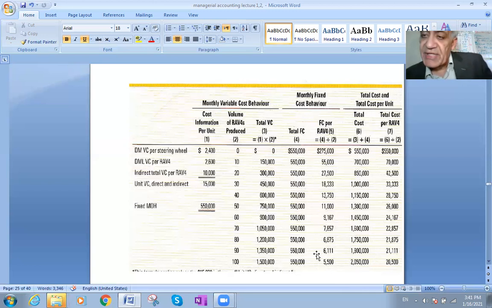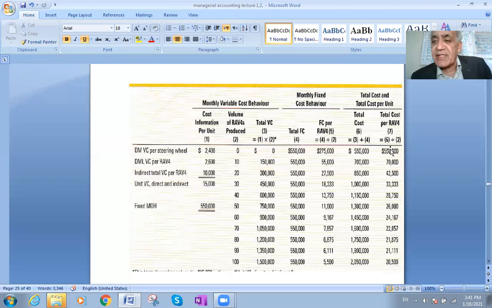Let us go to the last column. And here is the debate and here is the talk. I want to tell you before we see the last column that the more you produce, the less the total costs will be. The more you produce, the less the total costs.